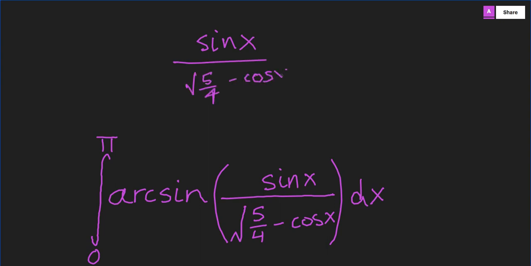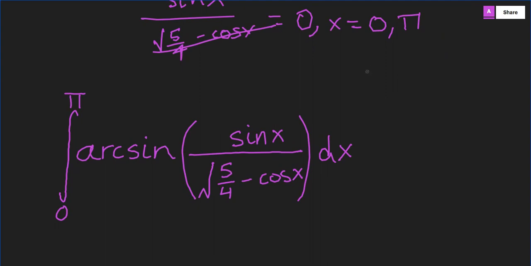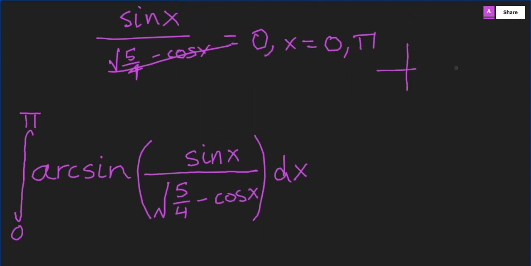So when sin x over the square root of 5/4 minus cos x is equal to 0, sin x is equal to 0, so x is equal to 0 and x is equal to pi, because these are the zeros of sin x. What that means is that the x-intercepts of the inside of this function are 0 and pi, and this gives us a little insight as to what we can do with this information.